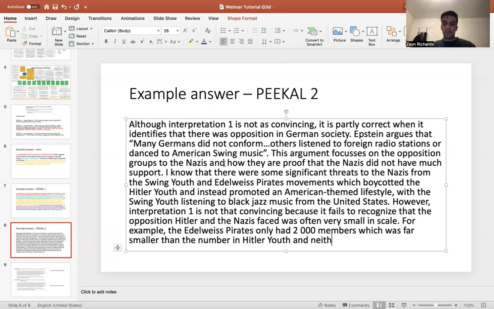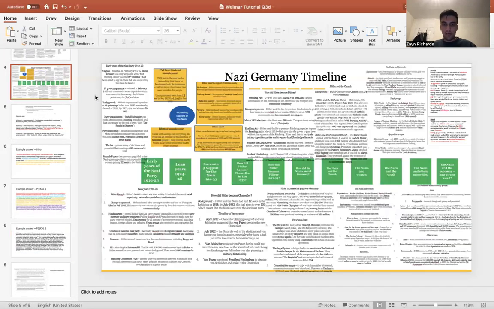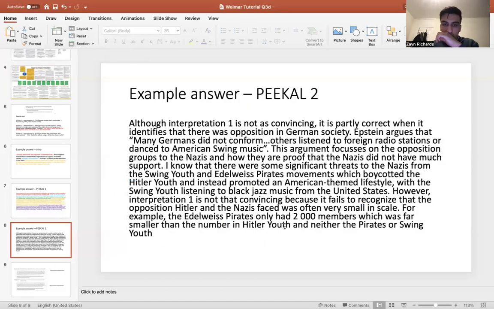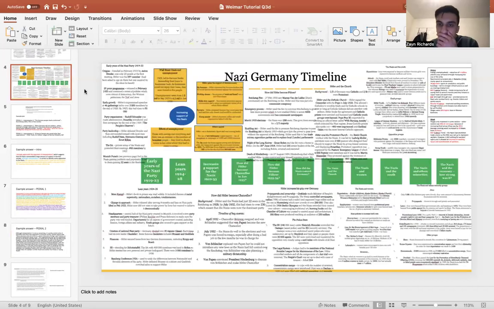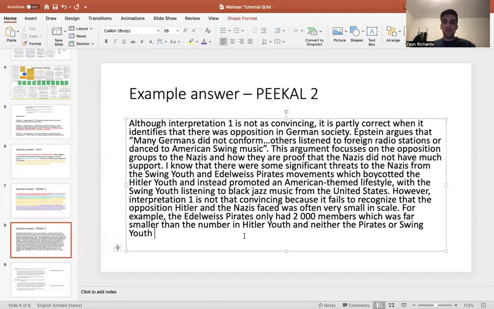And neither the pirates or swing youth posed a violent challenge to Hitler's regime. Therefore, interpretation one is less convincing. Okay.